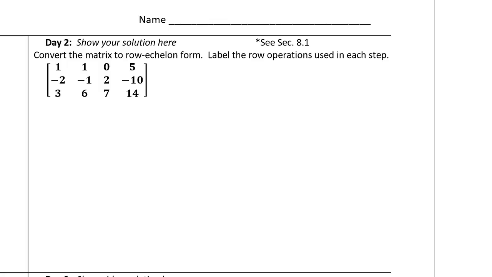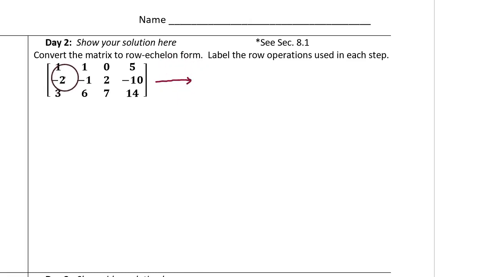Here's day 2. Convert the matrix to row echelon form and label the operations. In row echelon form, the first row begins with a 1, and then below the 1 is a 0 and a 0. The second row needs to have a 1 in this position, below that a 0, and the third row needs to have a 1 in this position. So we can create that using the Gaussian elimination technique.